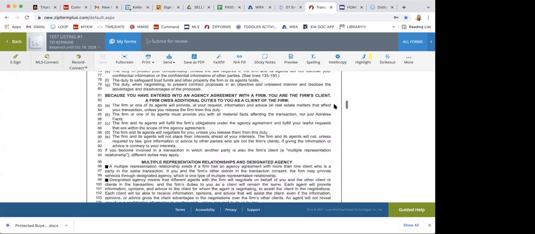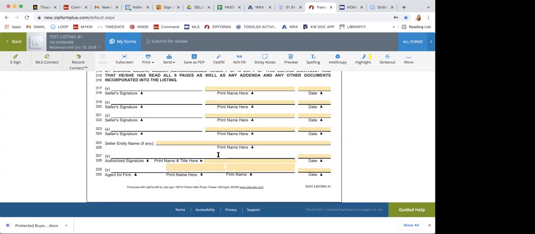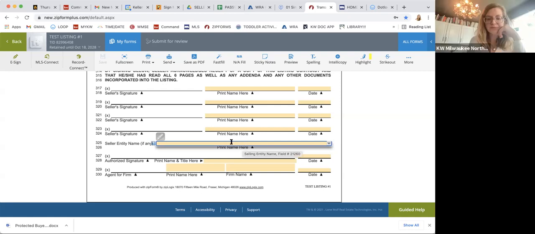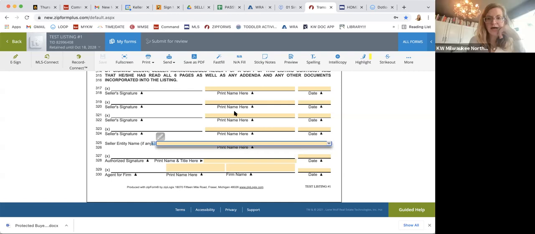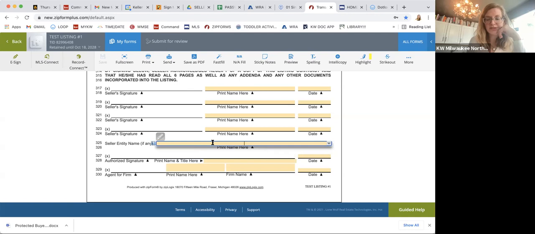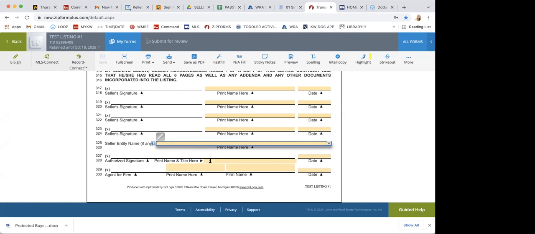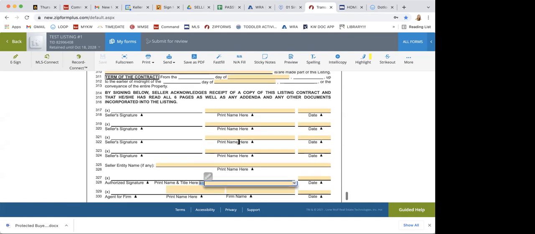Going back to the signatures on the bottom, and you mentioned putting in the trust. Is that essential, or would they still be able to sign under the seller's signature? I would have them sign as the seller entity. So trustees of XYZ Living Trust, or however the trust is named. Okay. And then they'll sign at 327. Okay, perfect. Thank you.